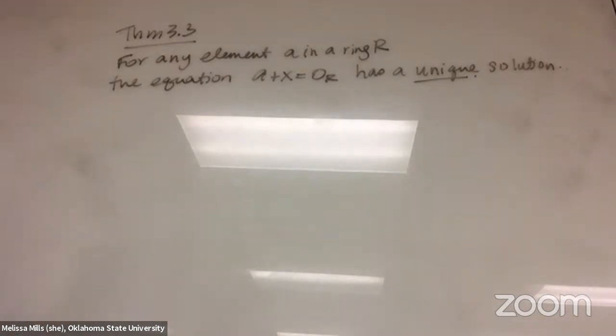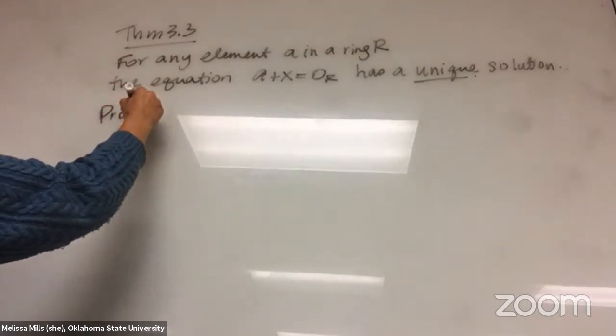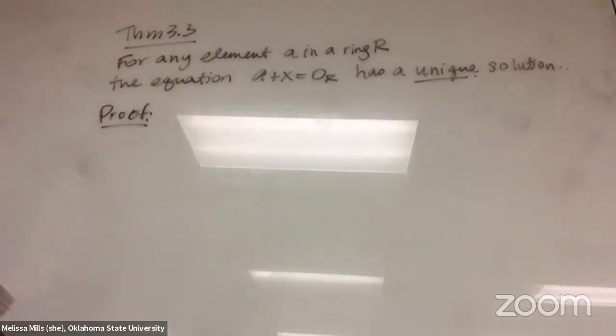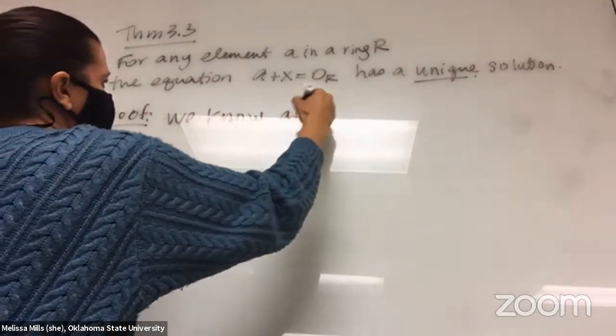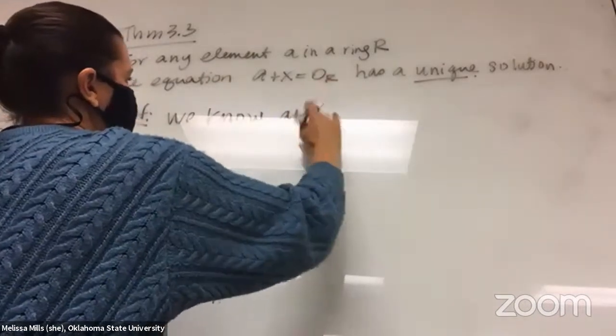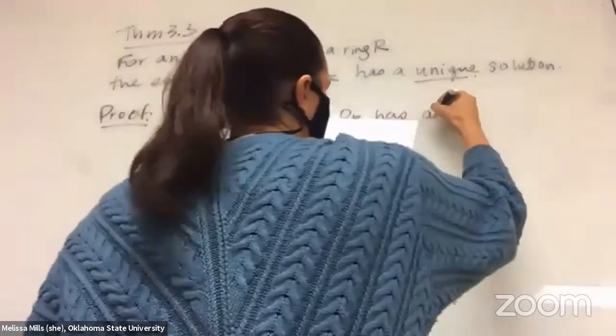So how do we prove something's unique? Assume there are two and show what has to happen, that they're equal to one another. Okay, so that's what we're going to do. I'm going to try to use the same letters as the book. Okay, so we know A plus X equals 0R has at least one solution.